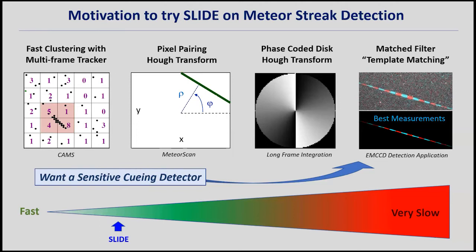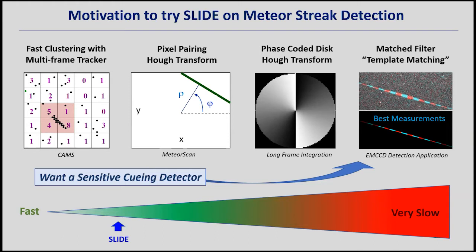So, what's the motivation to try SLIDE? I've looked at a number of different algorithms over the last 2 decades, anywhere from doing very fast clustering with a multi-frame tracker, which is a current implementation at Western Ontario, using pixel pair Hough transforms, using a beta-coded disk Hough transform, and going as far as using a matched filter, which is basically template matching a hypothesized motion to an actual streak over multiple frames. That is the one on the right there.